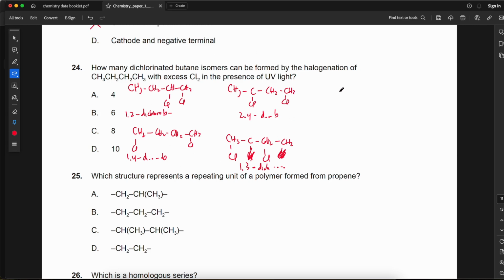So now Cl, Cl, CH2, CH2, CH3. That would be 1,1-dichlorobutane. And then the last one would be CH2, and I'll put Cl, Cl, CH2, CH3. So that would be 2,2-dichlorobutane. So we have 6. You cannot put it here because that would be 2,2 as well. So that's the only way you can do it for finding isomers.